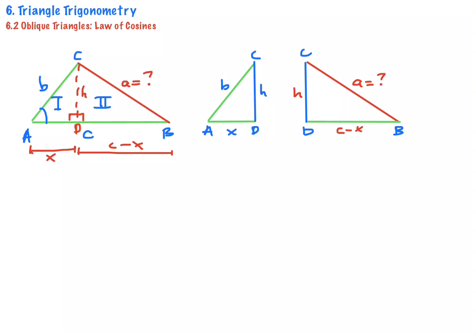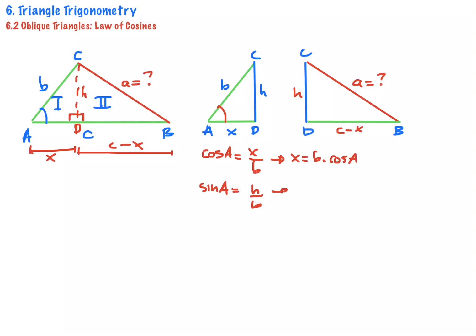So let's try to understand this more. Let's first examine the first triangle. We have X, H, B, and then this is angle A. So we can write cos A equal to X over B, right? The adjacent over the hypotenuse. And then sine A will be equal to H over B. So I can also write it as X equal to B times cos A.